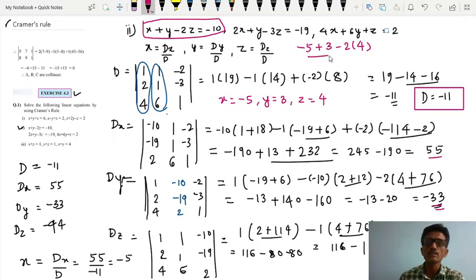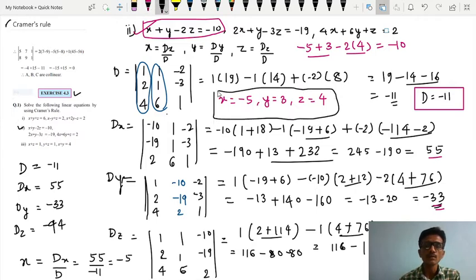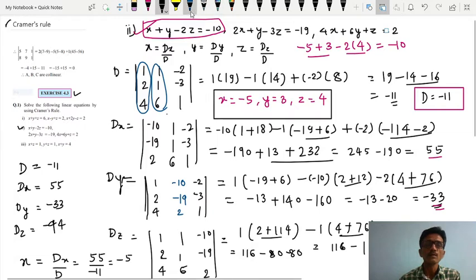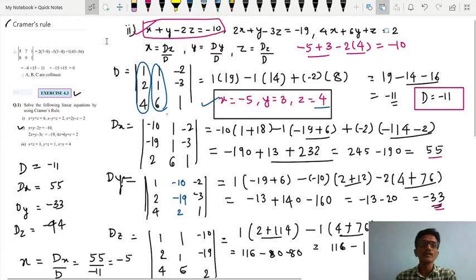So this is minus 2 and it is minus 8, which gives minus 10. So it is satisfied. Further, the remaining three equations you can also verify. So this is our answer. The correct answer is x is equal to minus 5, y is equal to 3, and z is equal to 4. Now let us continue with another question.